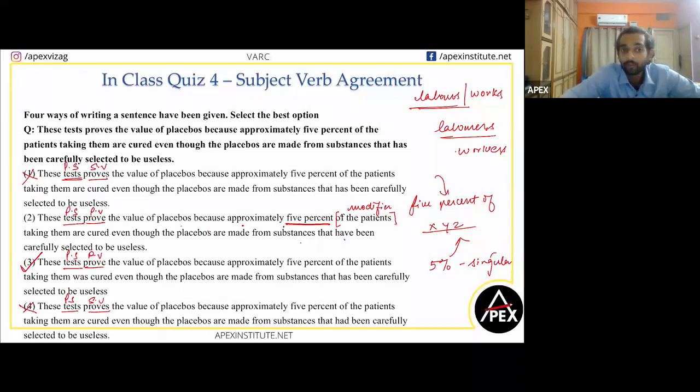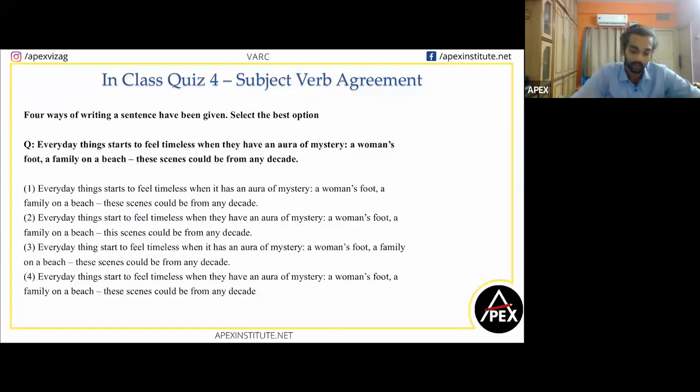Simply was cured. And another thing you should check properly: cured is past. You can't say are cured. You can say have been cured. Okay. All right. Next one. Come on, again, you have 10 minutes. You guys can go ahead.